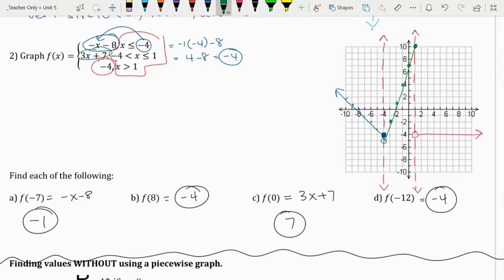So then A, B, C can all be done based off of the graph. So you could have just looked at the graph, but I did show the equations as well that you should have used. You should have gotten -1, -4, 7, and -4. Now that last one is off the graph, but you know that it would be -4 just from the equation and the line that is given to you.